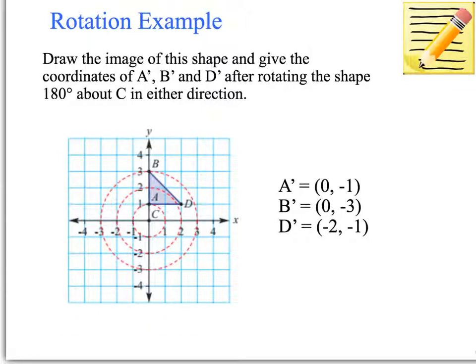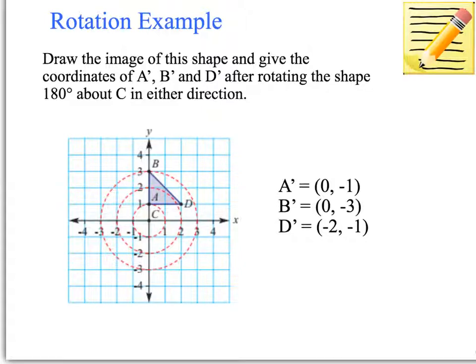So draw the image of this shape and give the coordinates of A, B and D after rotating the shape 180 degrees about C in either direction. Now I've put that because it doesn't matter which way you rotate it. When you're rotating it 180 degrees, you'll still end up with the same position. So it doesn't matter whether it's clockwise or anti-clockwise. It just says 180 degrees about C, and you just turn it either way.